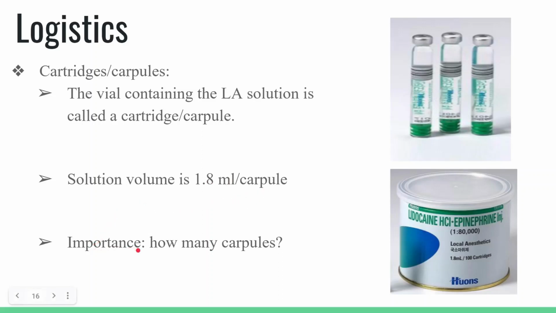Now the importance here, as we said, is to find out how many carpules we can give to a patient. You have to know that one carpule contains 1.8 milliliters, because later we will do calculations to determine how many carpules I can give to the patient. It's important to understand this. Just keep it in mind.